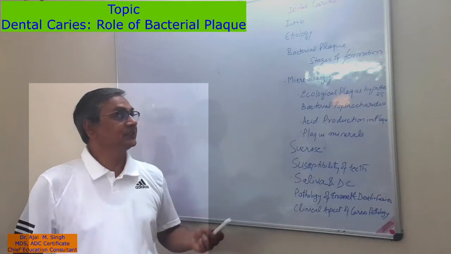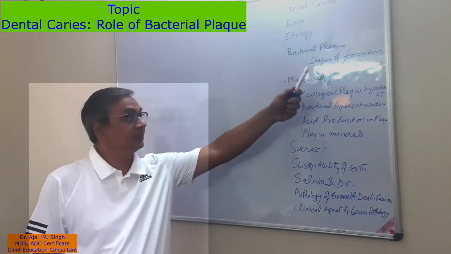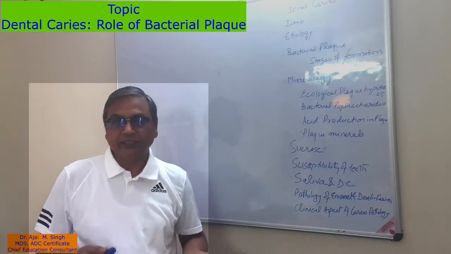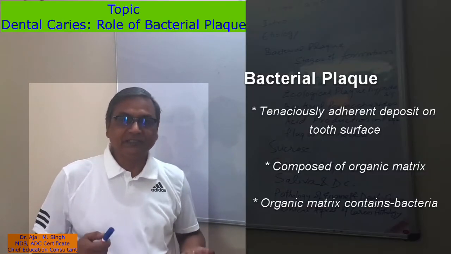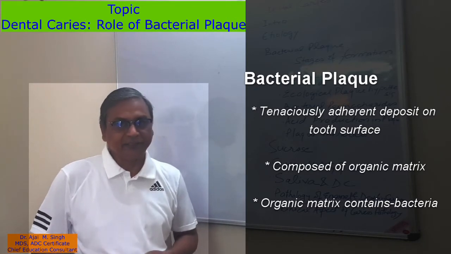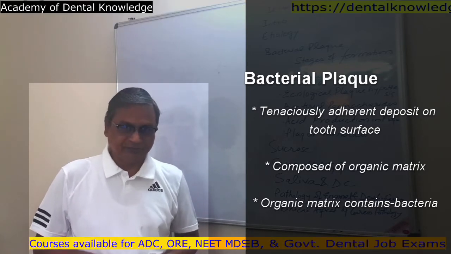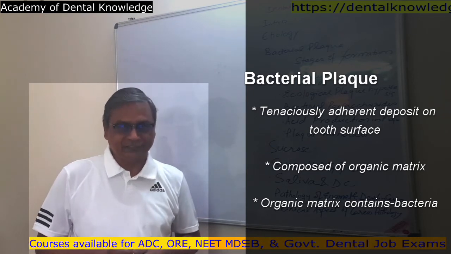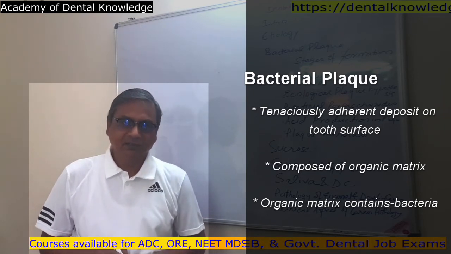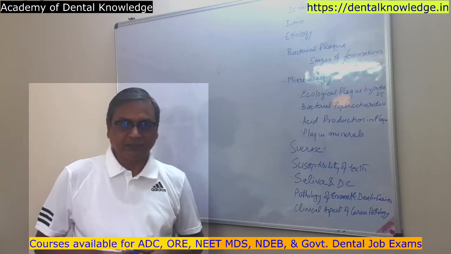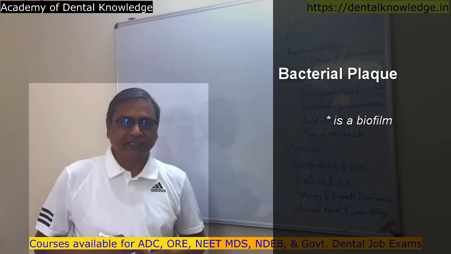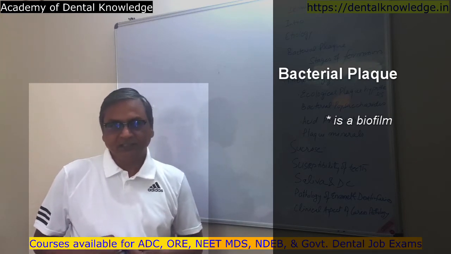Today we are going to discuss the role of bacterial plaque and its stages of formation, and its role in dental caries. Plaque is a tenaciously, strongly adherent deposit that forms on tooth surfaces. It consists of an organic matrix. The organic matrix is composed of a dense concentration of bacteria. In microbiological terminology, plaque is a biofilm of bacteria that are embedded in an extracellular polysaccharide matrix.